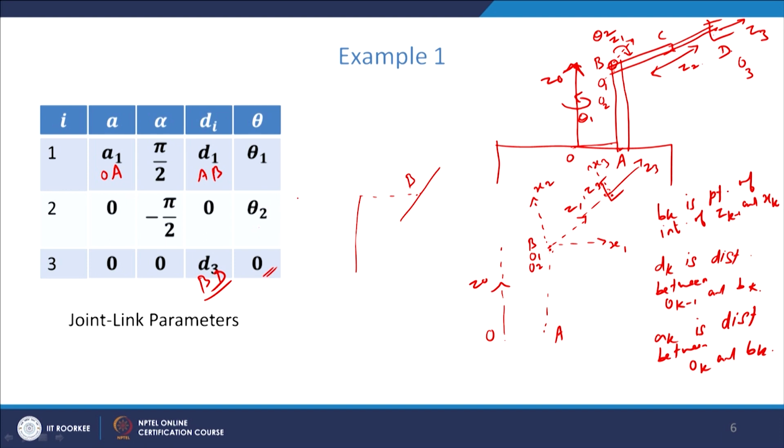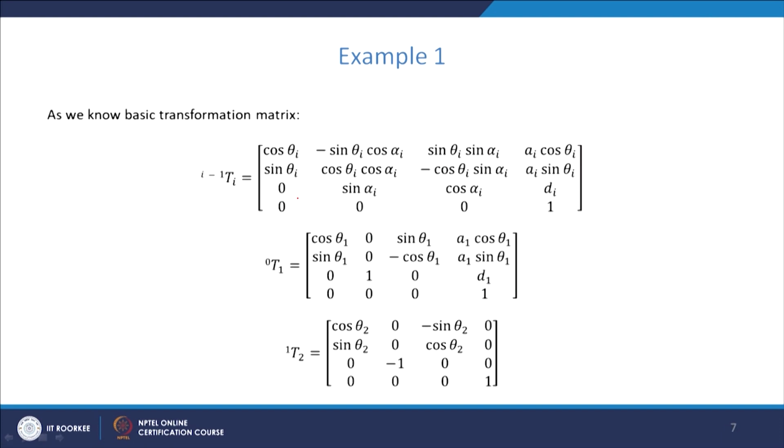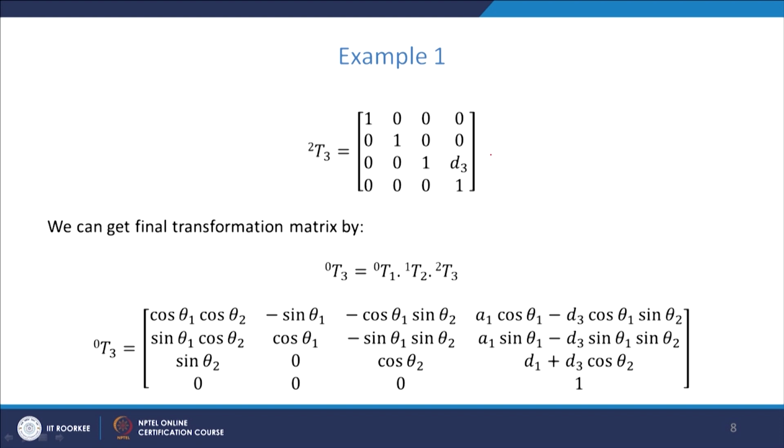Now, by substituting these parametric values in the I minus 1 Ti, the homogeneous transformation for the ith frame with respect to the I minus 1th frame, we can easily obtain 0 T1, 1 T2, 2 T3 by just substituting from the table values. Then multiplying all these 3 we get 0 T3 to be equal to this expression. So, it gives the end effector frame, the third coordinate frame, with respect to the base frame.